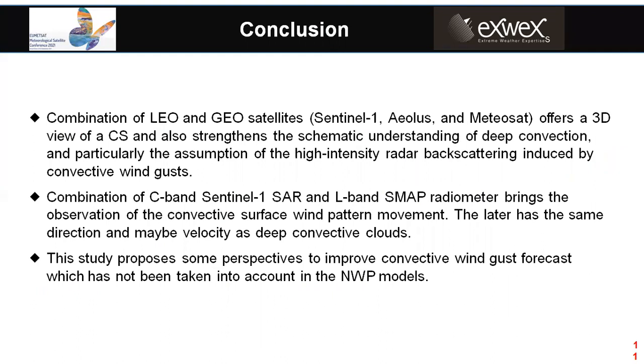Additionally, the combination of the C-band signal on Sentinel-1 and the L-band SMAP radiometer brings the observation of the convective wind pattern movement. The latter have the same direction and maybe velocity as the deep convective cloud. Also, this paper proposes some perspectives to improve the forecast of the convective winds based on SAR images.